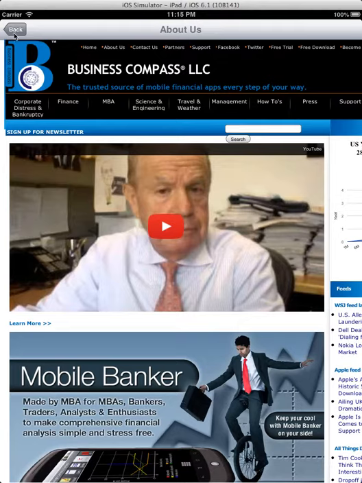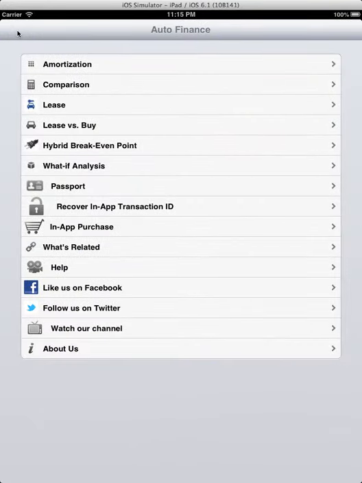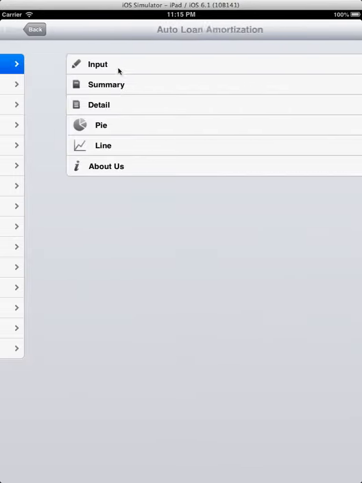I have the great pleasure to walk you through the functionalities of this application. This application enables the car buyers, sellers, dealers, and the ones interested in leases to perform a variety of calculations such as the amortization, comparison, lease versus buy, hybrid break-even point, and what-if analysis.